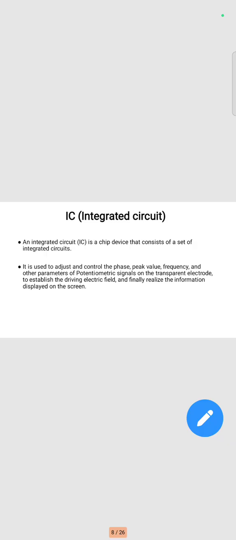Okay, so that is the integrated circuit. An integrated circuit is a chip device that consists of a set of integrated circuits. What is the use of it? It is used to adjust and control the phase, peak value, frequency, and other parameters of potentiometric signals on the transparent electrode to establish the driving electric field and finally realize the information displayed on the screen.